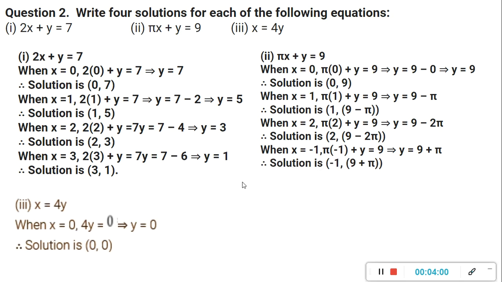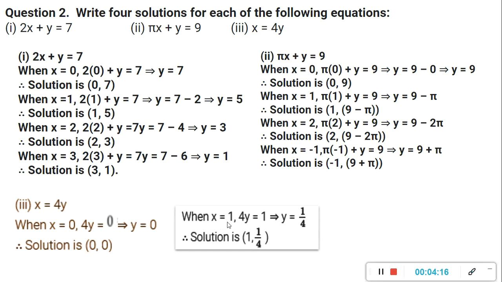Now question number 3. x is equal to 4y. We give the value of x as 0, then 4y is equal to 0. That means y is equal to 0 upon 4, that means 0 itself. So the solution is 0 and 0. And for the second solution, if we put x is equal to 1, then what should be the value of y? 4y is equal to 1. So y is equal to 1 upon 4. The solution is 1 and 1 upon 4.